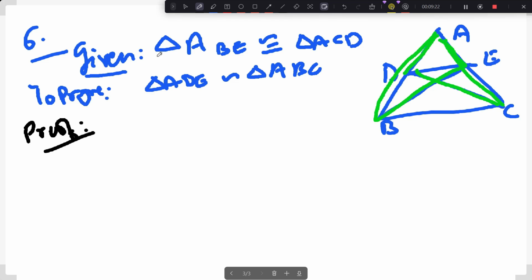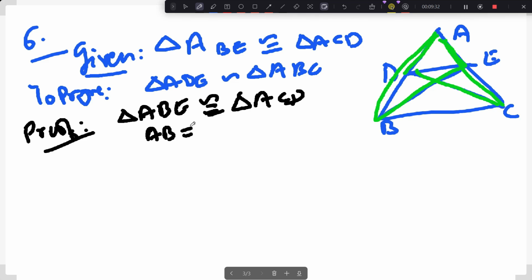Now when we look at this, what does it mean? All corresponding sides are equal. AB is AC, BE is CD. I'm just writing it down as of now, whatever it is. As of now, my focus is not on this.